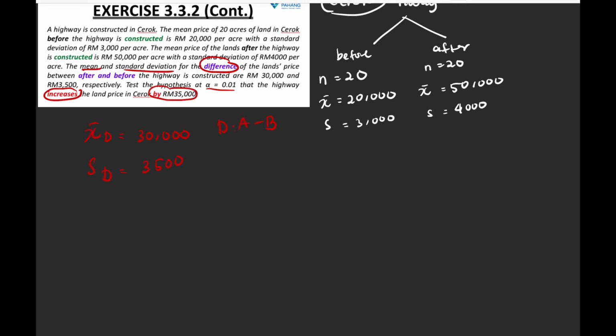Okay, the question is, test the hypothesis at alpha 0.01 that the highway increases the land price in Cerok by 35,000. So your hypothesis will be H null, H1. Increases is greater than, by 35,000. Here is mu capital D less than or equal to 35,000. So what is the difference now? Now my mu naught is equal to 35,000.